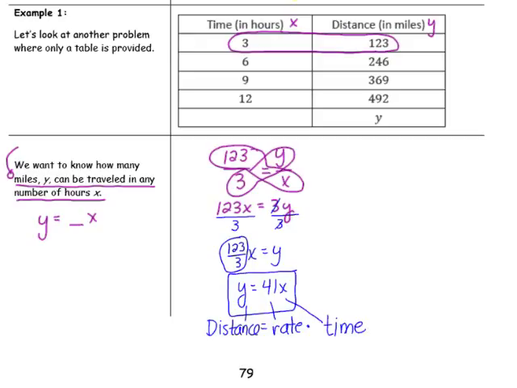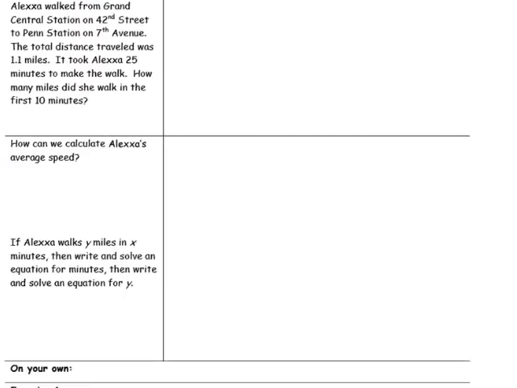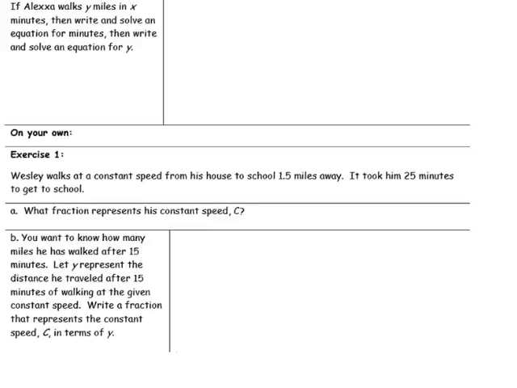We're going to continue on the next page. We're going to go down to On Your Own. Exercise 1. Wesley walks at a constant speed from his house to school, 1.5 miles away. It took him 25 minutes to get to school. What fraction represents his constant speed, c? This question is a bit different than the previous one. We are given the distance and we are given the time. And we're not asked to write a linear equation in two variables relating y to x. Here we just want a fraction representing his constant speed.